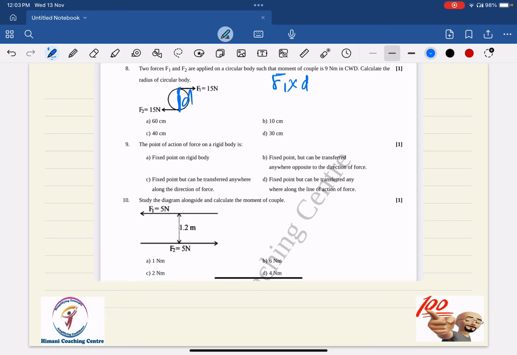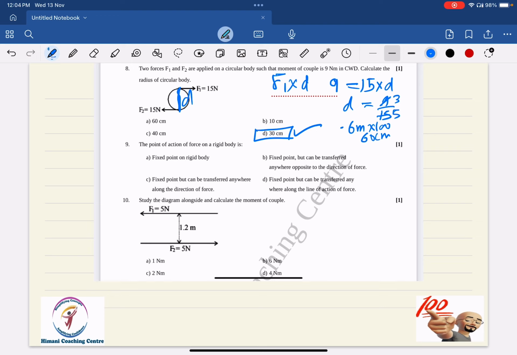So let us do that. What will you get? We have 9 Newton meter, which is equal to 15 times D. So D is equal to 9 over 15, and this is in meters. So we will have 3 by 5, which is 0.6 meter. Multiply that with 100 because the choice is given in centimeters. So it is 60 centimeter is the diameter. Half of that, 30 centimeter, is the answer.